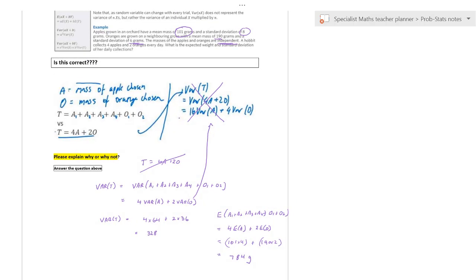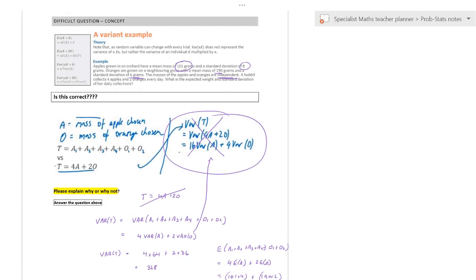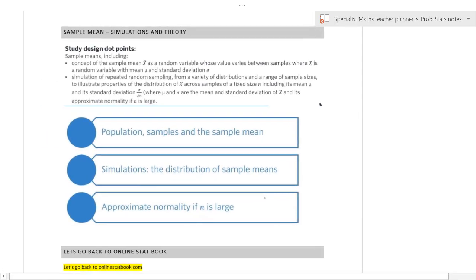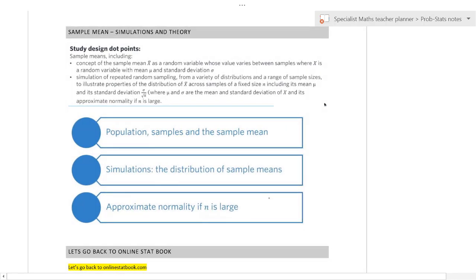So no, it is not correct. This is not correct, and it is something that has, I think, come up in an exam once. All right, now let's continue with this.